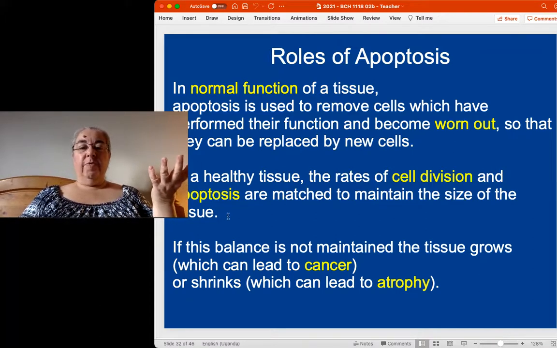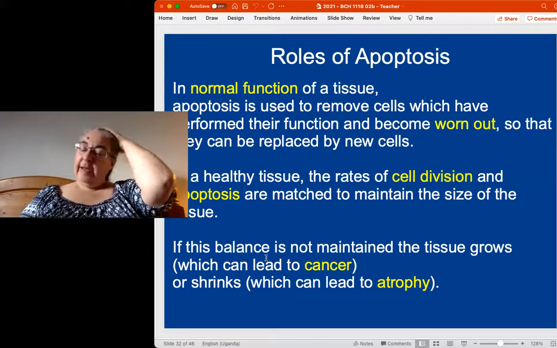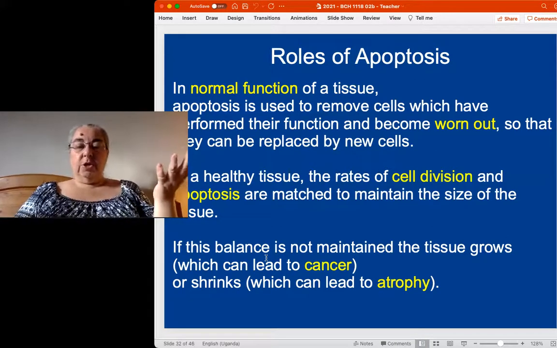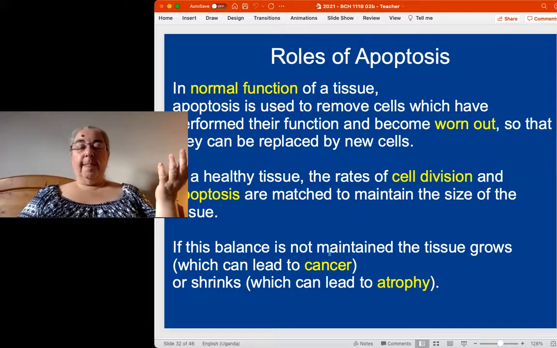So overall, the size of the tissue, the number of cells in that healthy liver stays the same, but there's a turnover in the actual cells by apoptosis removing them and cell division replacing them. And this balance between cell division and apoptosis is important in keeping a tissue to its correct size.